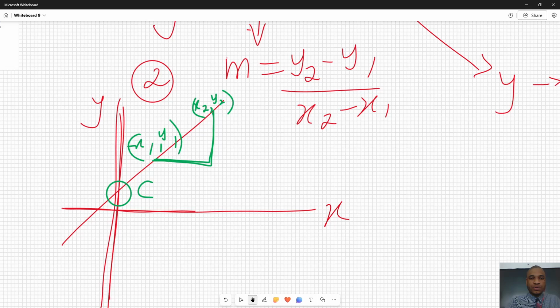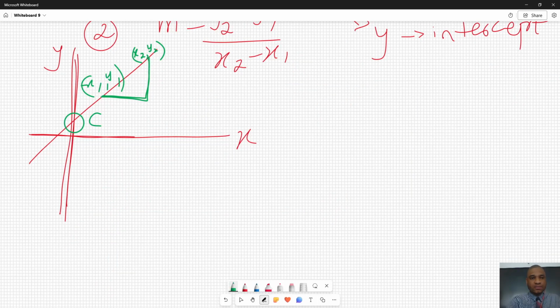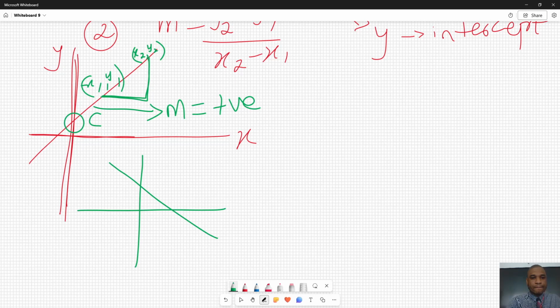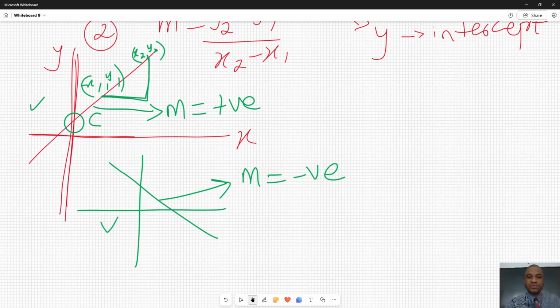Similarly, we can also have a line like this. For this one, m will be positive, and for this one, m will be negative. So take note: this is increasing, and this is decreasing. Keep that at the back of your mind, and when you calculate, always check.